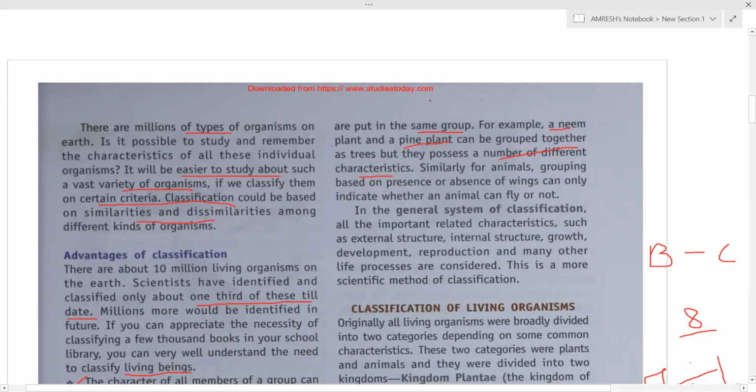Similarly, for animals, grouping is based on the presence or absence of wings, or whether they can fly or not. Suppose you are differentiating between penguin and crow. So what will you differentiate? Penguin lives in cold regions, crow lives in normal climate. Second difference, what can you bring? Penguin cannot fly, but crow can fly.